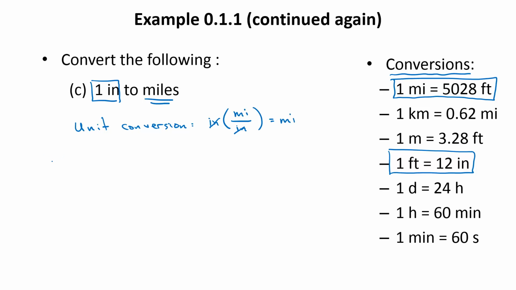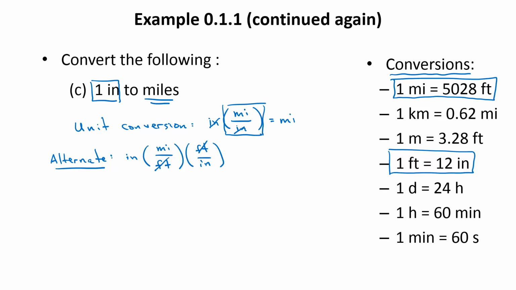So alternately, if I have inches, I can multiply that by miles per foot. Then I can multiply that by feet per inch. Canceling those will give me this mile per inch conversion, and then the inches will cancel out and leave me with miles.